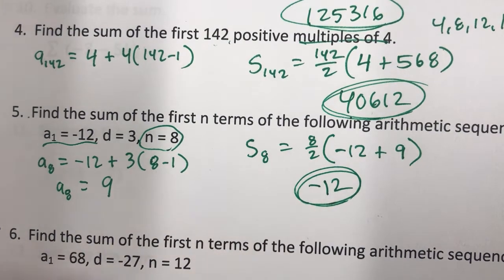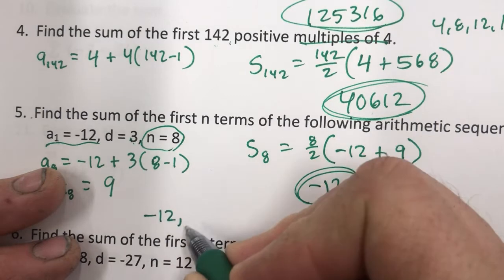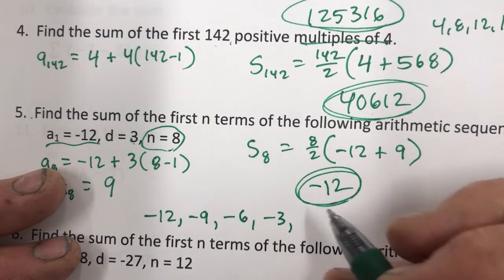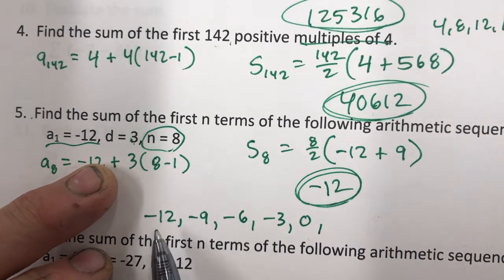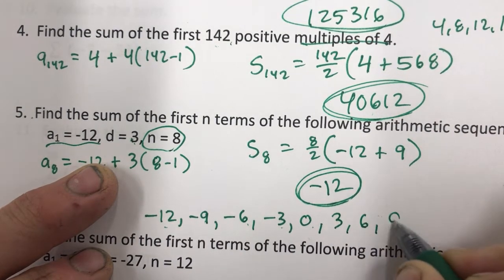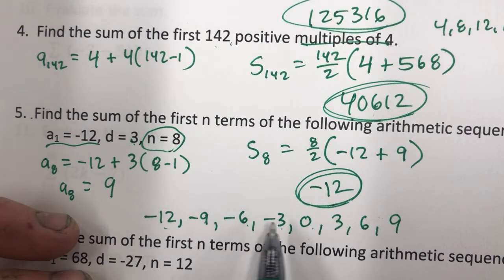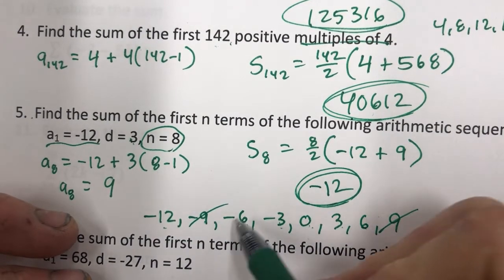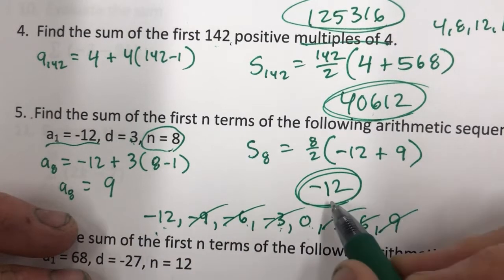Are we right here? So the first term is negative 12. My difference is 3, so the next one is negative 9. And then negative 6, and then negative 3. And then 0. It's 8 terms, 1, 2, 3, 4, 5. I need 3 more, so 3, 6, and 9. So there they are. 1, 2, 3, 4, 5, 6, 7, 8. There's all 8 of them. Well, look, negative 9 and positive 9 cancel. Negative 6 and 6 cancel. These cancel. So I have negative 12 plus 0, which is negative 12. So this is right.